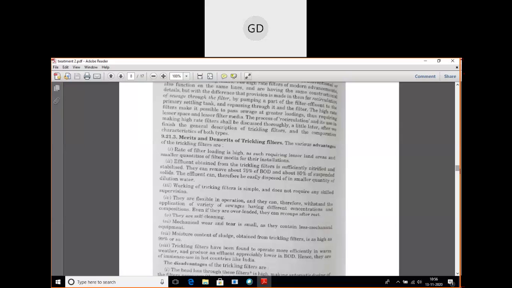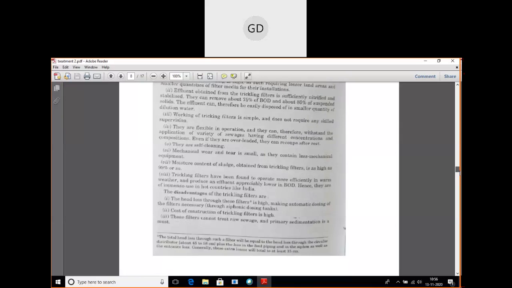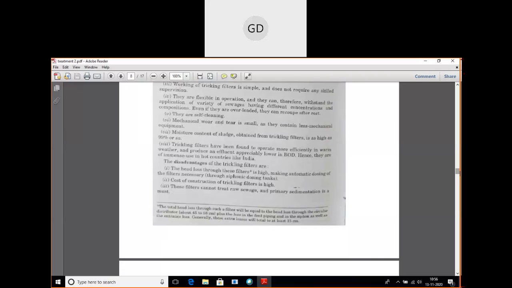And there are some disadvantages also. The head loss through these filters is high, making automatic dosing of the filters necessary. The cost of construction of trickling filters is also very high. These filters cannot treat raw sewage, and primary sedimentation is a must. You cannot provide raw sewage directly to this trickling filter. It can only take the sewage that comes from primary sedimentation.